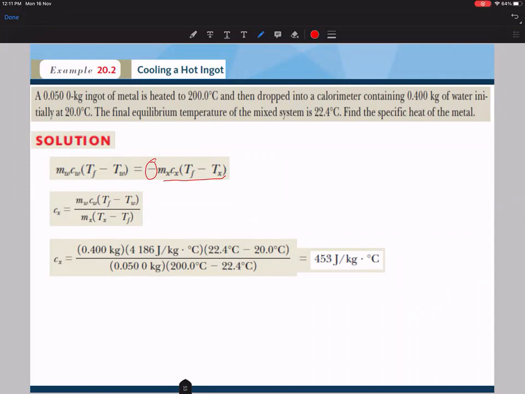Now, assuming that when we drop the 200 degrees C metal into the water, it does not produce any steam or lose any energy, the final temperature of the system is 22.4. So with the equation, we could calculate Cx, the specific heat of the metal ingot.